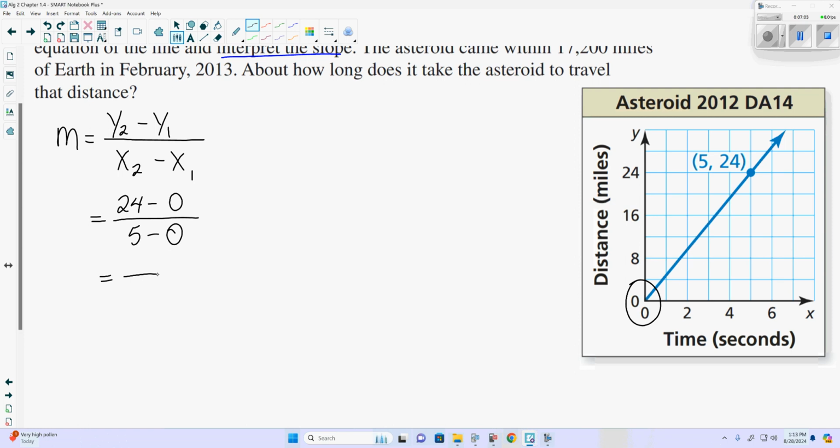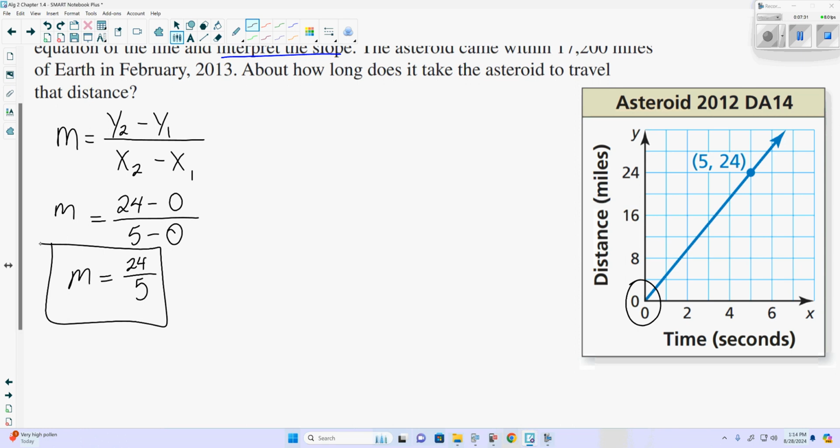24 minus 0. 5 minus 0. 5. Does 24 divide by 5 nicely? No. If we did divide it, we would get 4.8. But here we'll leave it as 24 fifths. We could write it as 4.8. We can leave it as 24 fifths. Both will work. But we did find the slope.